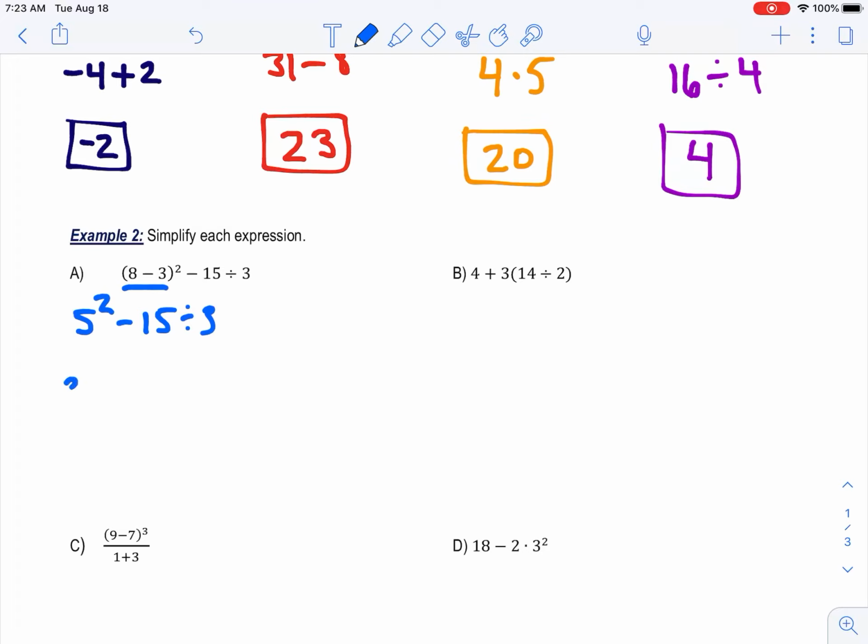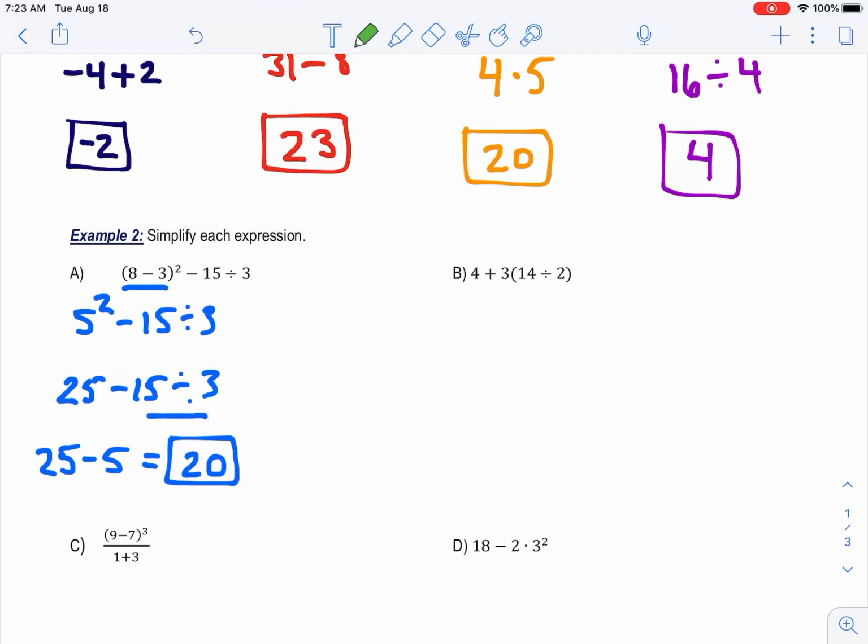So 5 squared, 5 times 5 is 25. Minus 15 divided by 3. All right, here I see subtraction and division. If I look at my list of PEMDAS, division is first, so I have to do this piece first. So 15 divided by 3 is 5, which tells us 25 minus 5 gives us a grand total of 20.